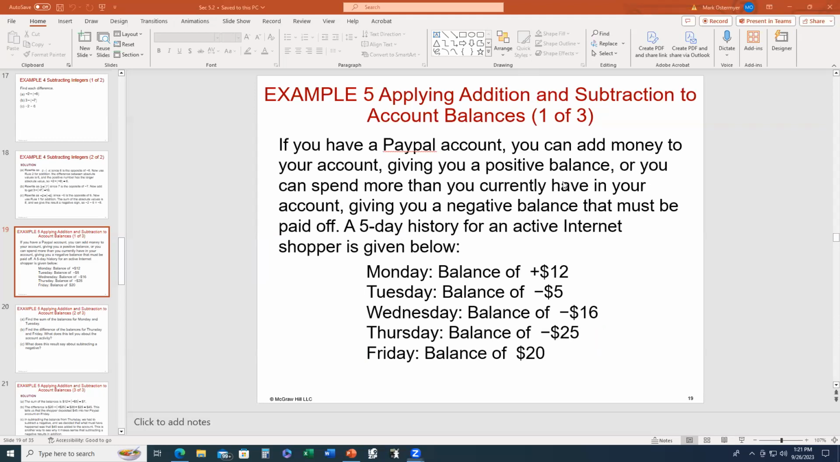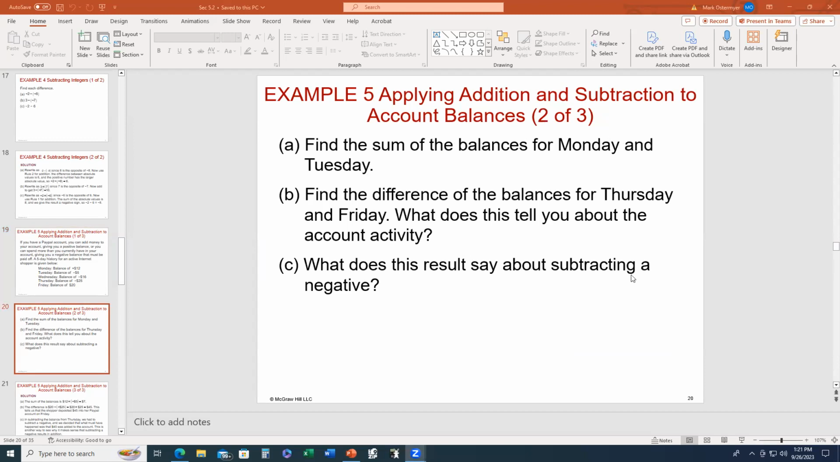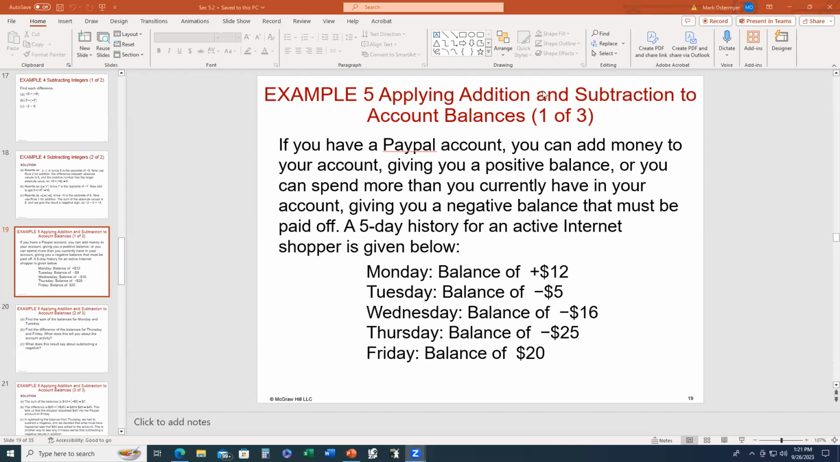All right. What does this result say about subtracting a negative? Well, when we subtract, you know what? They wanted me to do this differently. They wanted me to take the balance at the end of Friday and subtract off the balance at the end of Thursday. Do you agree? I should have worked the problem out this way. I apologize. So therefore, subtracting negative 25 is equivalent to adding a what?